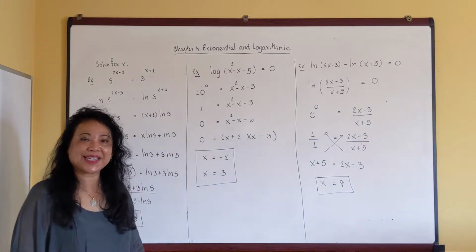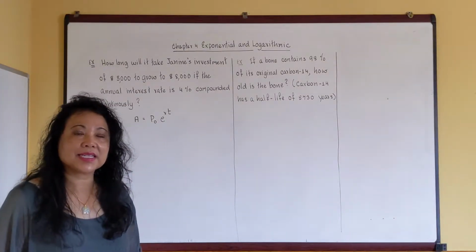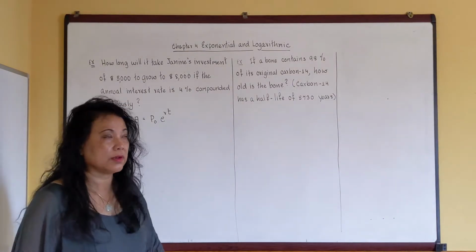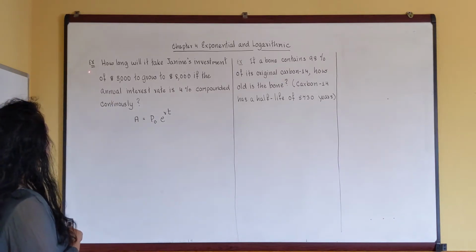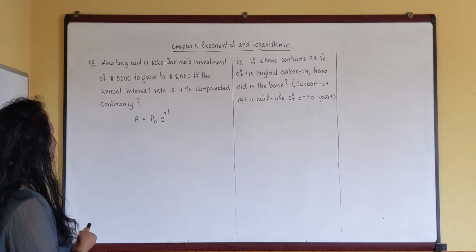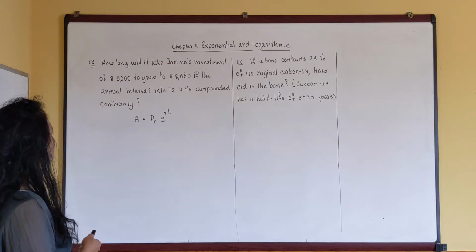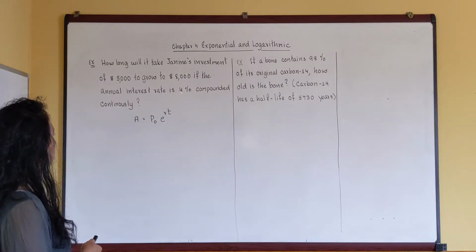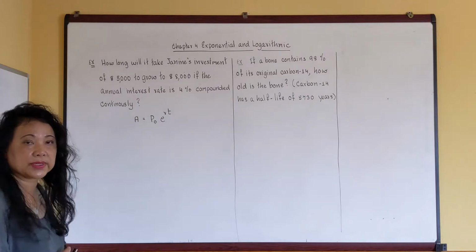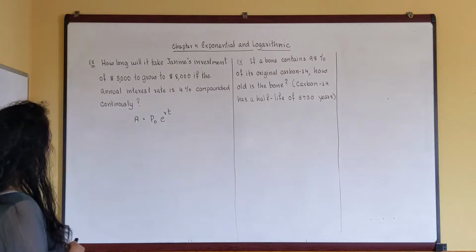Alright, let's see more examples. Let's look at an example of application of the exponential or log. The first one: how long will it take for Jenny's investment of $5,000 to grow to $8,000 if the annual interest rate is 4% compounded continuously? So this is the formula.